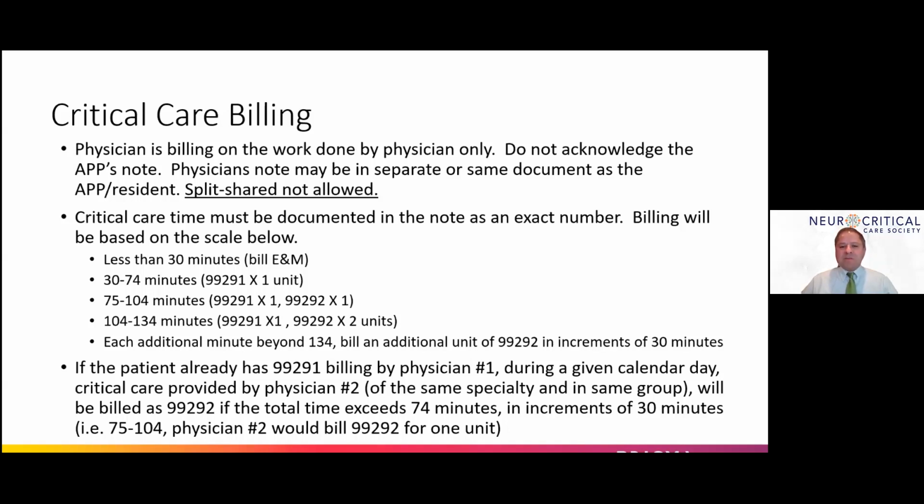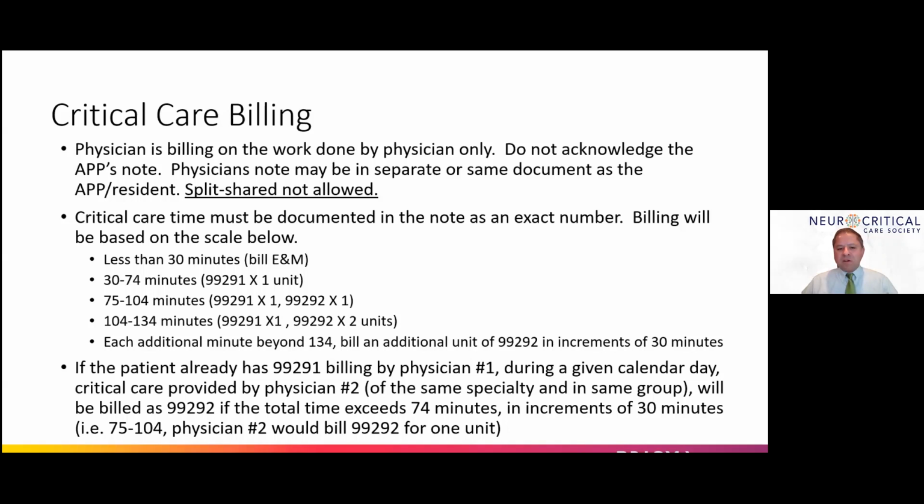Critical care time must be documented in the note as an exact number. Billing will be based on the scale below. You cannot document 30 to 74 minutes of critical care time. You have to write a specific number. In addition, it's important to be aware that each increment of critical care after 74 minutes is taken into account by groups of 30 minutes.